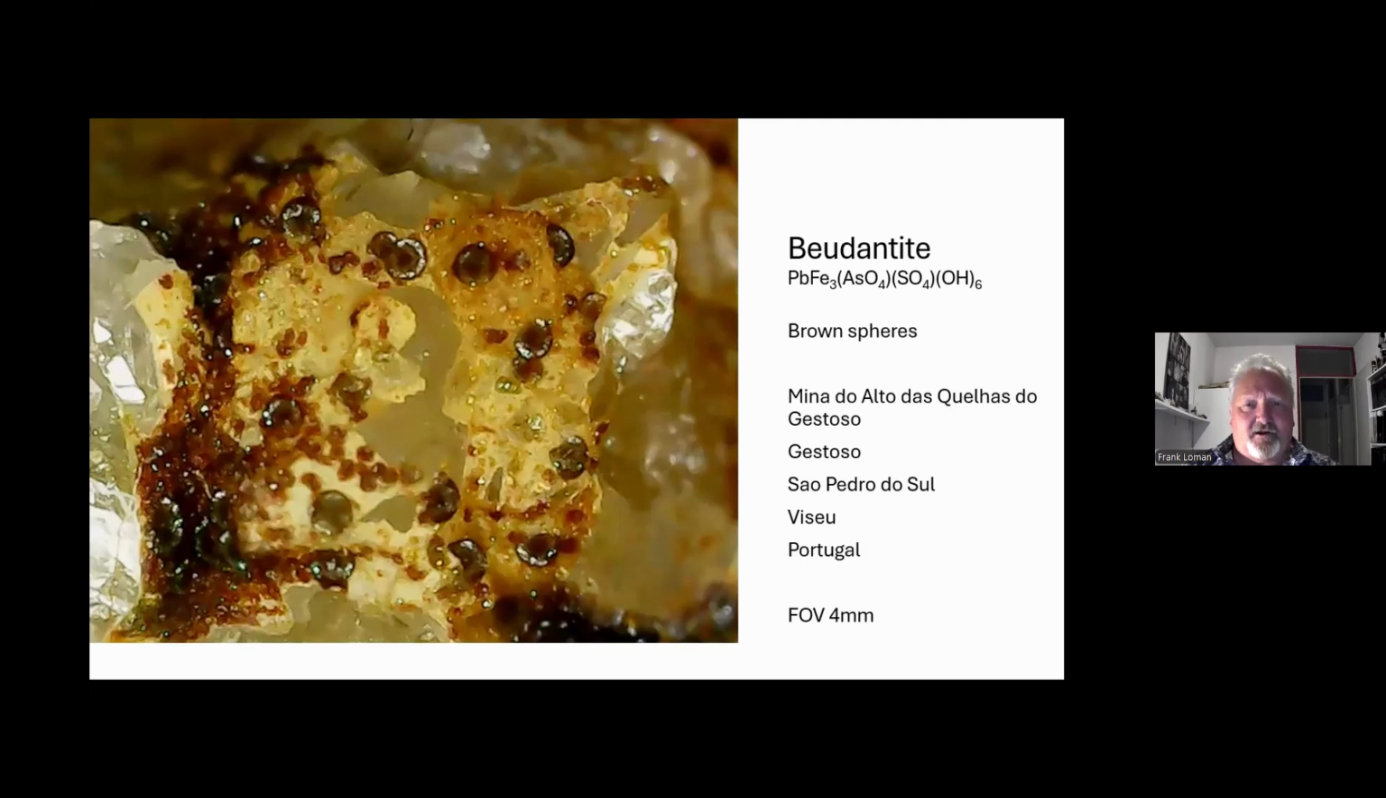Another mineral, well, a lot of arsenate and phosphate minerals can form spherules. This is budentite, a lead iron arsenate. They form minute, tiny brown spheres, and this one comes from Gestoso in Portugal.